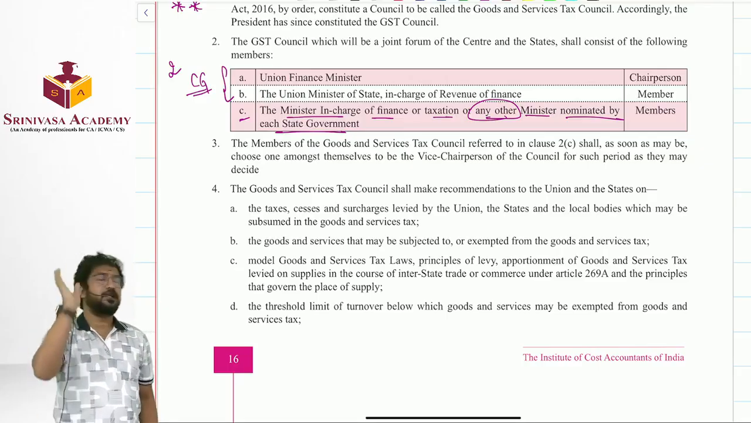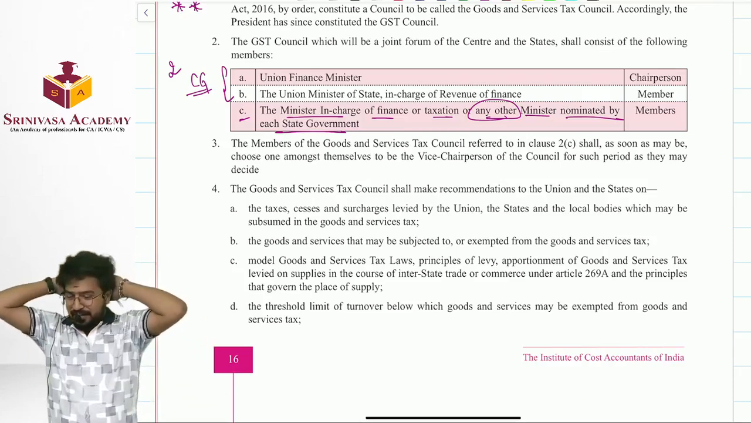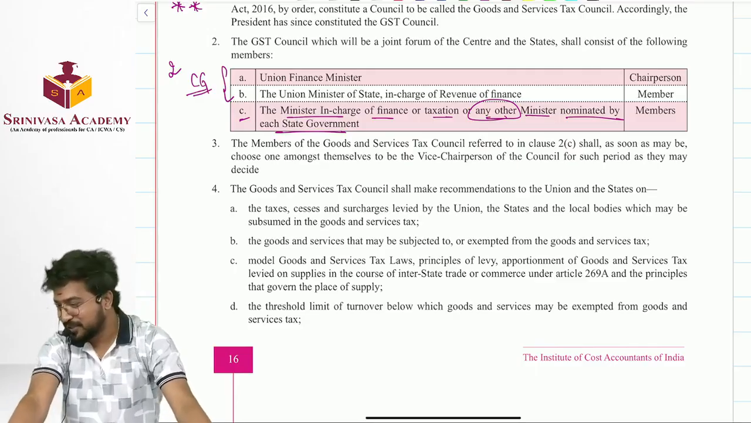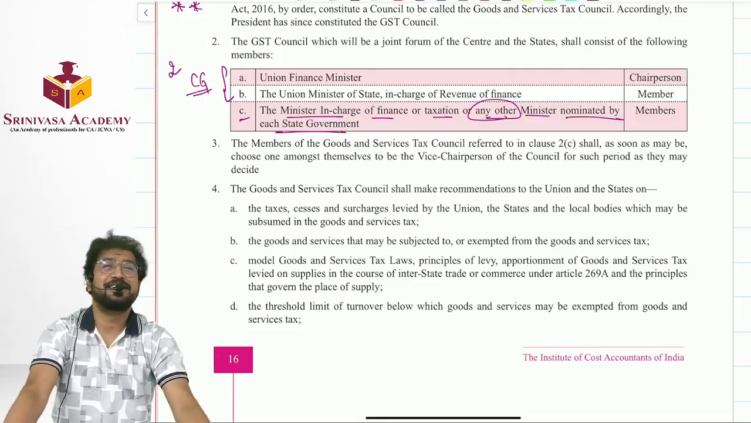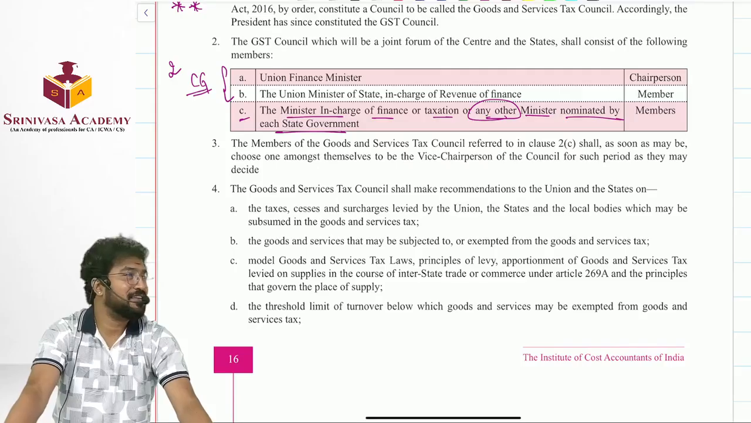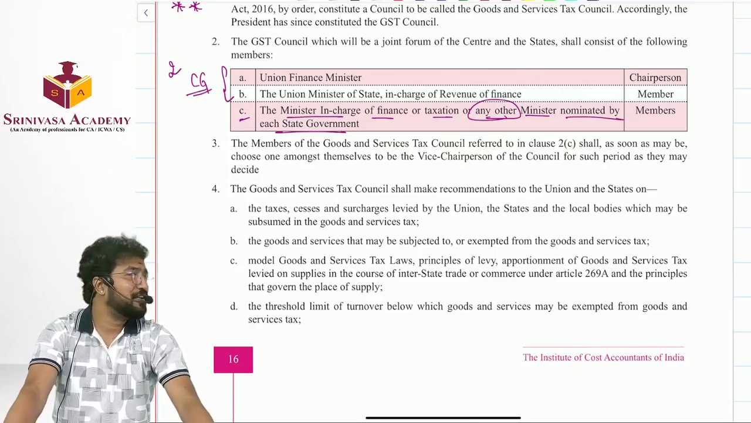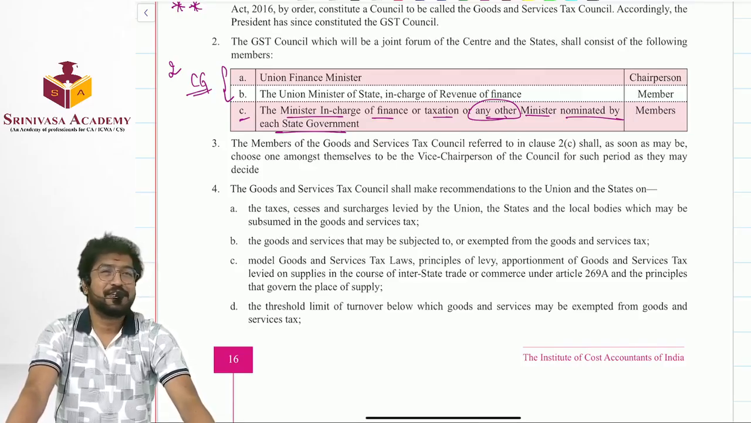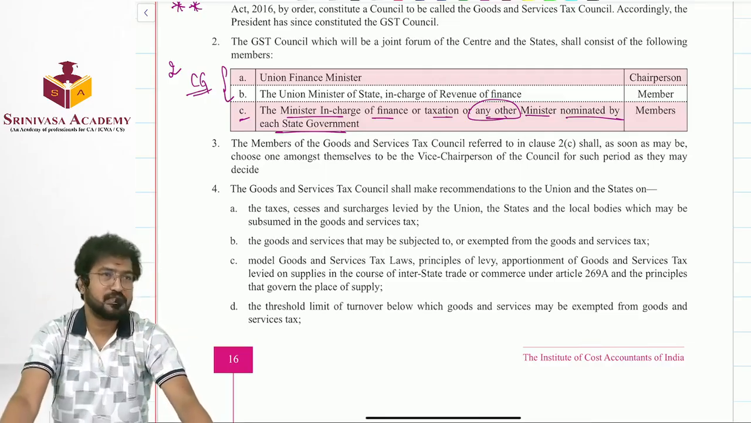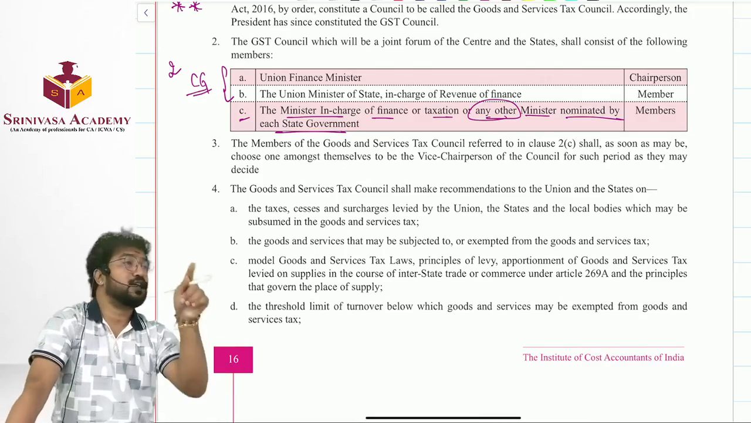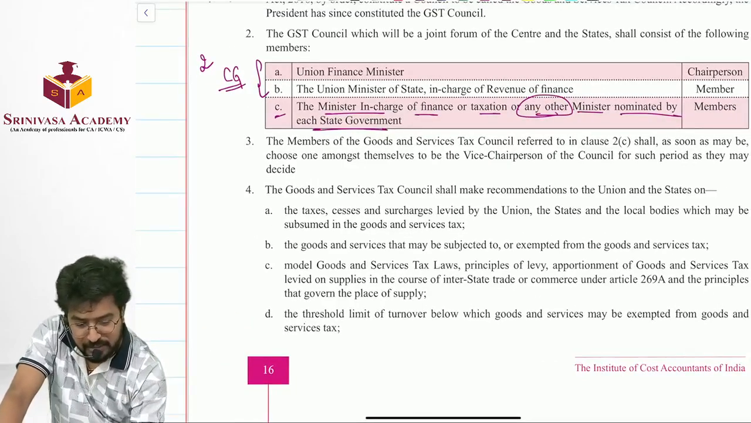Now, how many states do we have in India? Online students, respond in chat box. How many states? Don't check the pages. 28 states. 29 was including Jammu and Kashmir. After the Jammu and Kashmir Reorganization Act, it is 28. Jammu and Kashmir is divided into two union territories. One is Jammu and Kashmir, the other is Ladakh. So, how many states?